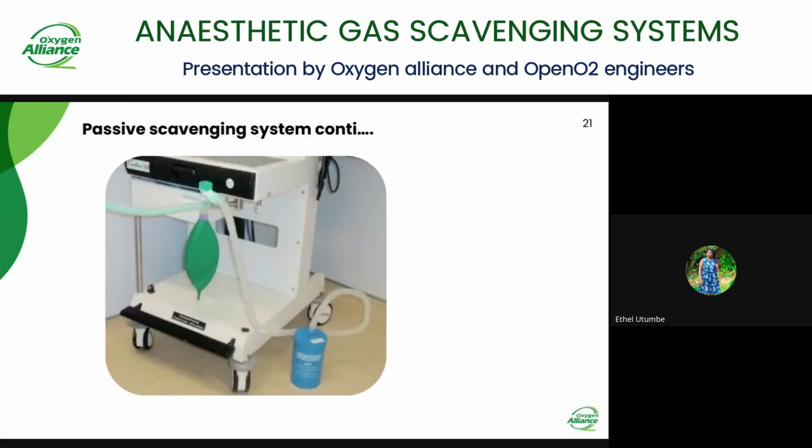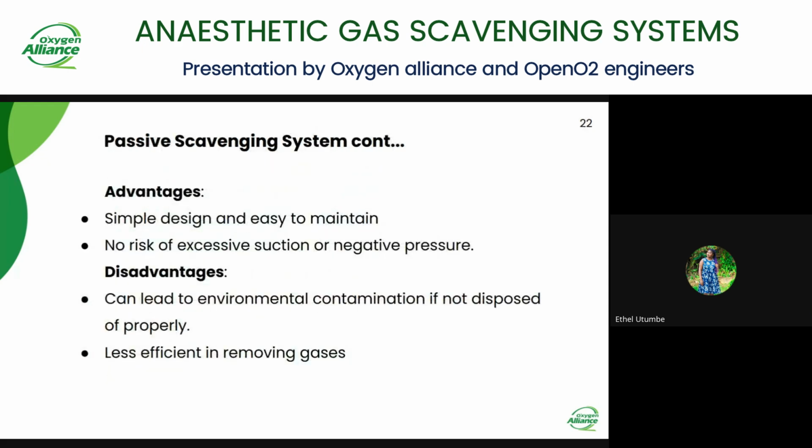As you can see, this is a type of passive scavenging system. The blue thing is the blue canister. That's the canister that I'm talking about. It contains the charcoal, which is there to absorb the halogenated agents. When I was explaining types of anesthetic gases, I explained about the halogenated agents, which can be halothane. That's one of the halogenated agents. So let's move to its advantages and disadvantages.